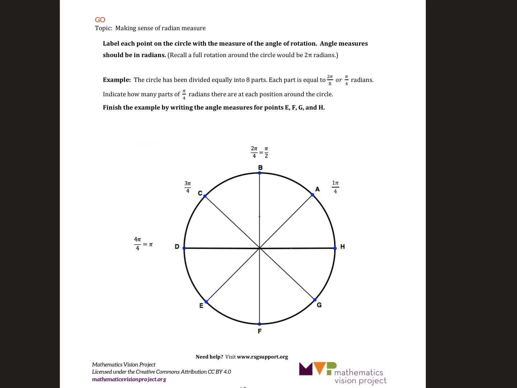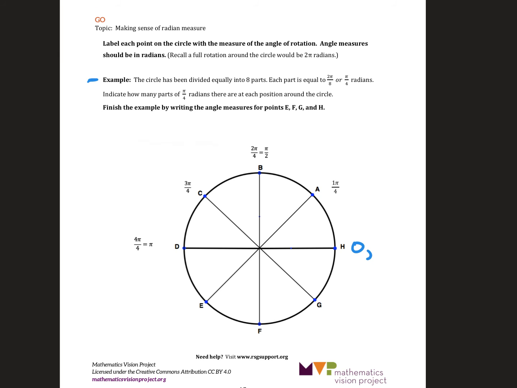Recall that a full rotation around the circle would be 2 pi radians. So here's an example. The circle has been divided equally into 8 parts. Each part is equal to 2 pi over 8, or pi over 4 radians. Indicate how many parts of pi over 4 radians there are at each position around the circle. Finish the example by writing the angle measures for E, F, G, and H. So point H here could actually be 0 radians or something else.